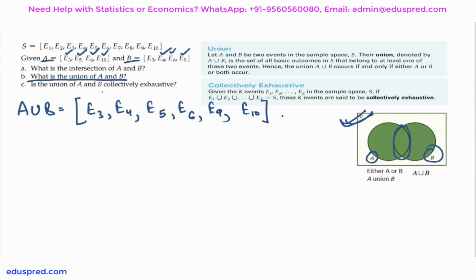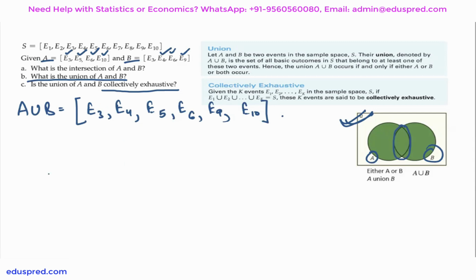The last part of the question asks us, is the union of A and B collectively exhaustive? What do we mean by collectively exhaustive? Collectively exhaustive means whether the union of A and B consists of each and every outcome of the sample space S. If the union of A and B consists of each and every outcome of the sample space S, then we are going to call it collectively exhaustive. If not, then we will say that the union of A and B is not collectively exhaustive.